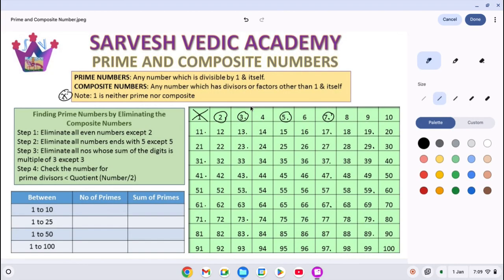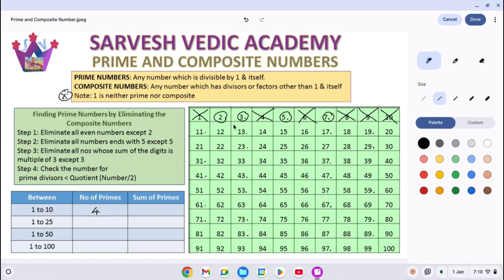Other than these, we can see that 4 can be factorized into 2 times 2, other than 1 and itself, so it is a composite number. Likewise 6 is 2 times 3, 8 is 2 times 4, 9 is 3 times 3, and 10 is 2 times 5. So we have collected the prime numbers from 1 to 10, which are 2, 3, 5 and 7. So there are 4 prime numbers between 1 and 10.